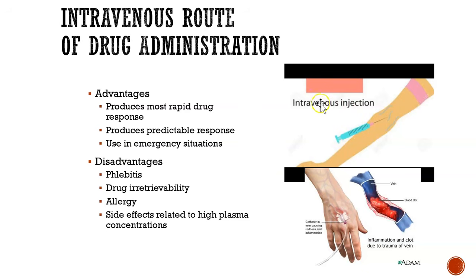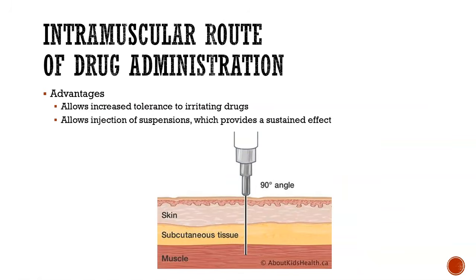The IV, the intravenous route, is the best one because you get the most rapid drug response that way. It literally goes into your bloodstream, and that's the best way drugs can be administered to you, because you bypass the whole absorption phase. It doesn't need to be absorbed. It goes straight into your bloodstream. There's also intramuscular. The COVID-19 vaccine was injected intramuscularly in your arm, so it was injected into the muscle.